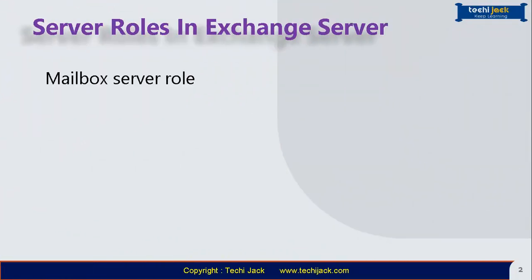Mailbox server role. As compared to the earlier version, the server role architecture in Exchange Server 2019 is the same as in Exchange Server 2016, but it is more simplified in 2019. In Exchange Server 2010, there were 5 server roles, and in Exchange Server 2013, there were 3 server roles. However, Exchange Server 2016 and Exchange Server 2019 have only the mailbox server role and the edge server role.